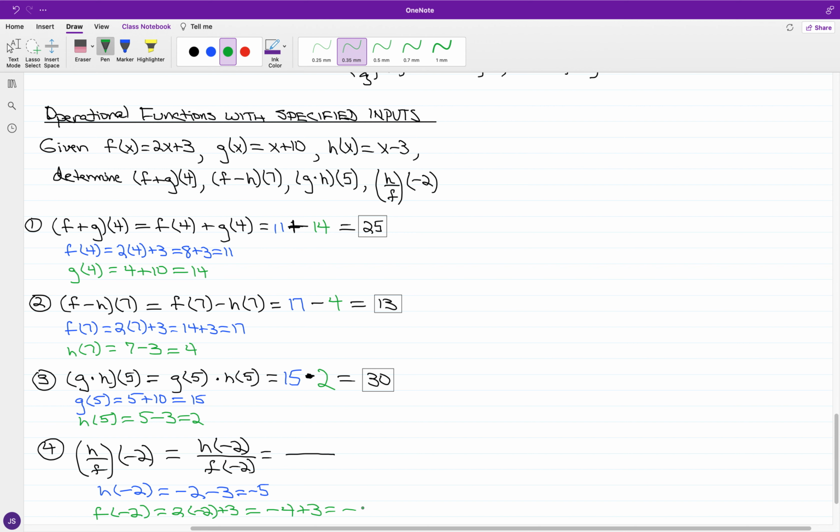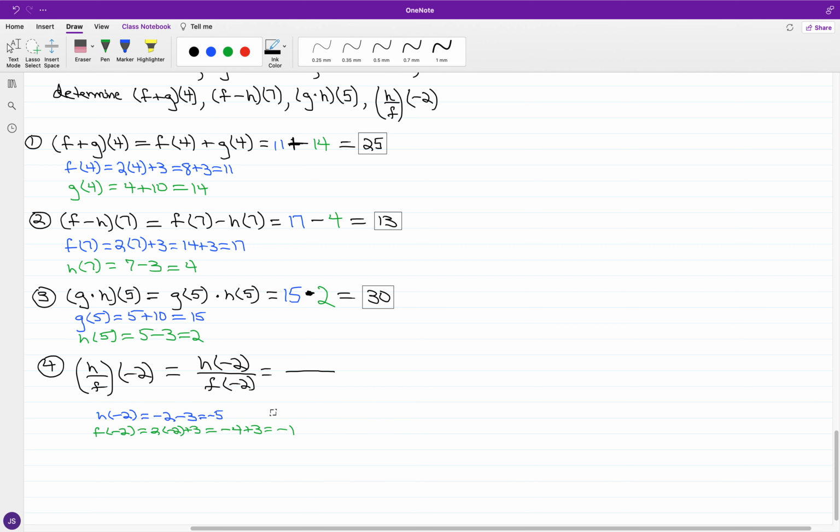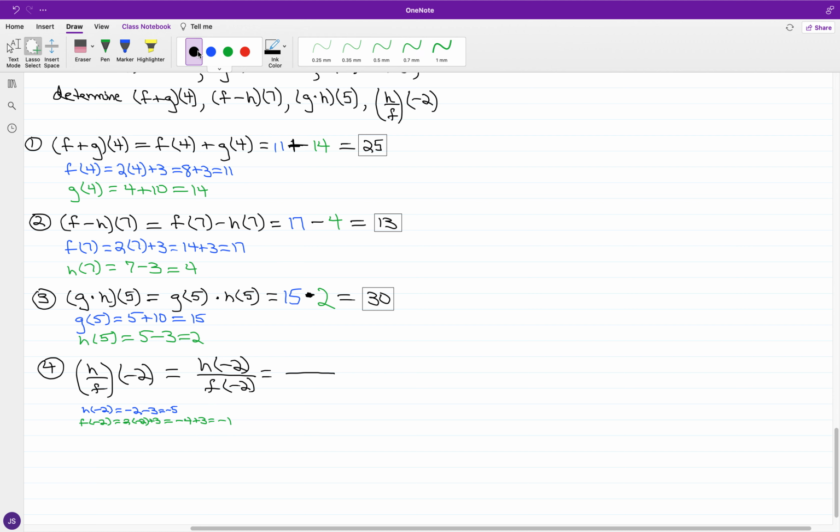And so, looking at what we have now and substituting, we got h of negative 2, which is going to be negative 5. And again, f of negative 2 is going to be negative 1. Negative over negative is a positive, so we have negative 5 over negative 1 becomes 5.